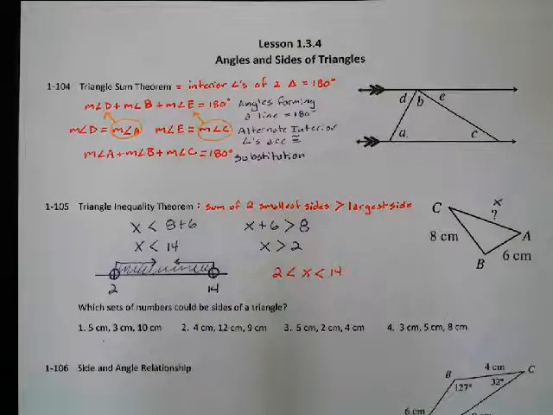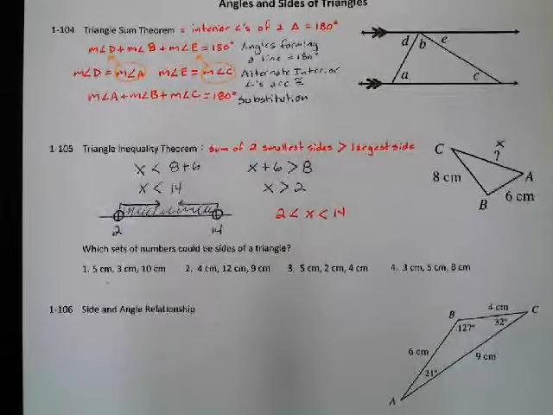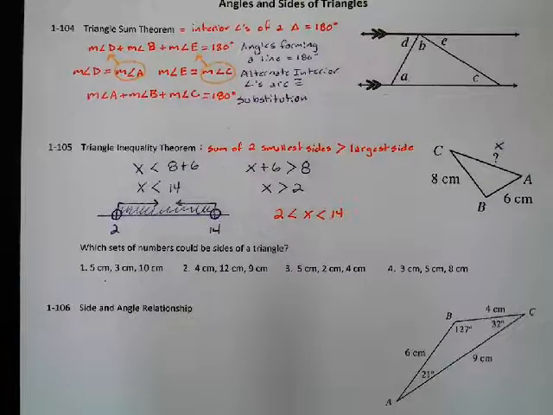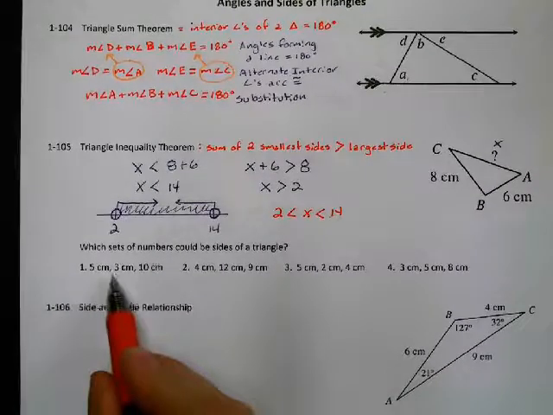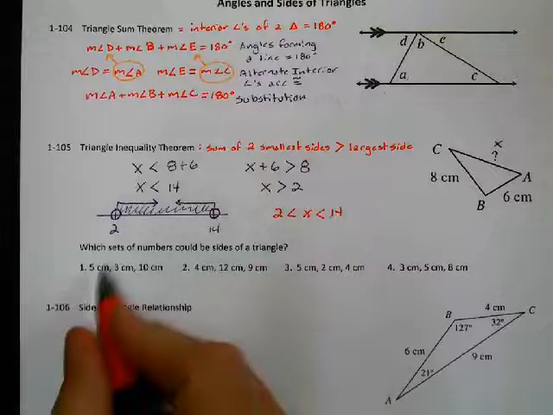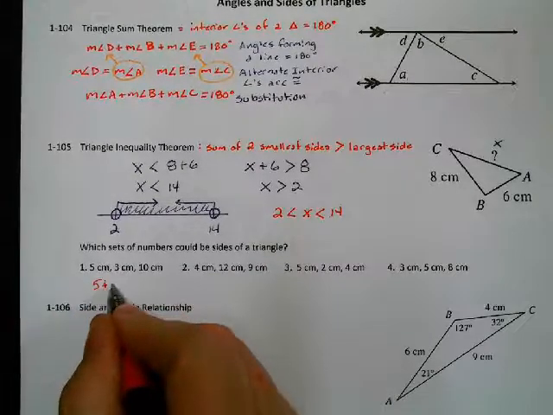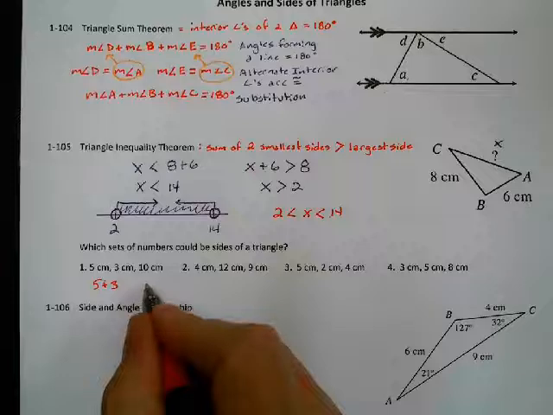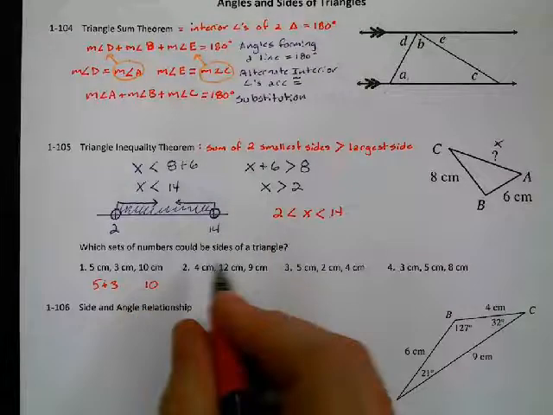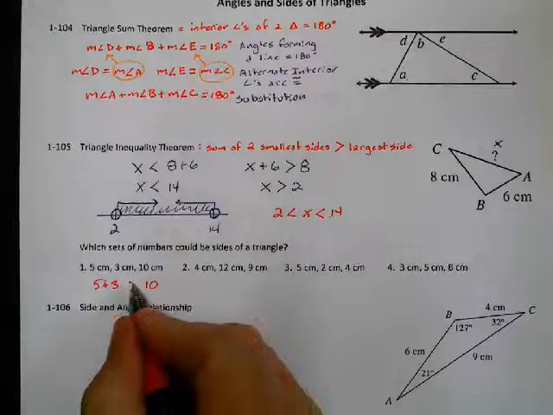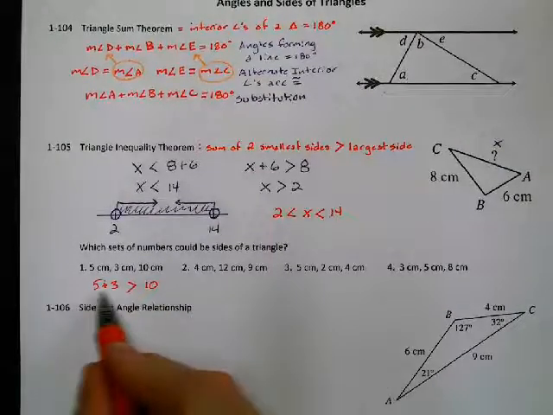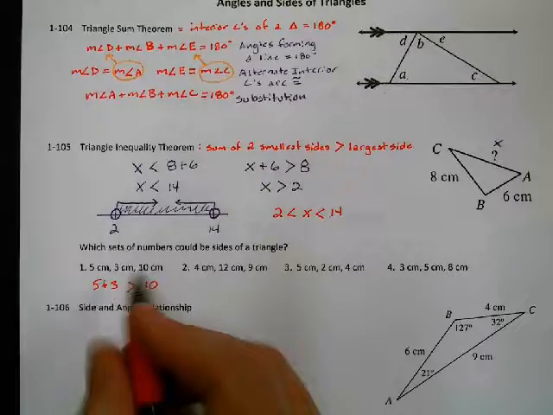All right, which sets of numbers could be triangles? All right, 5, 3, and 10. So in here, the two smallest sides are 5 and 3. And over here it's 10. Now the two smallest should be bigger. But I get 8. 8 is not bigger. So this is not a triangle.